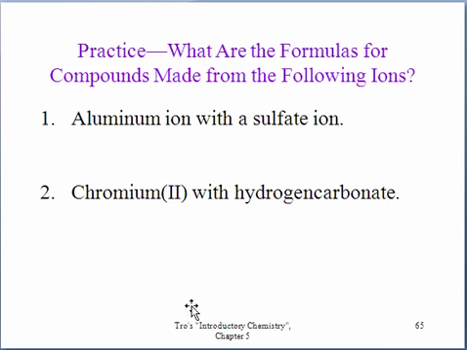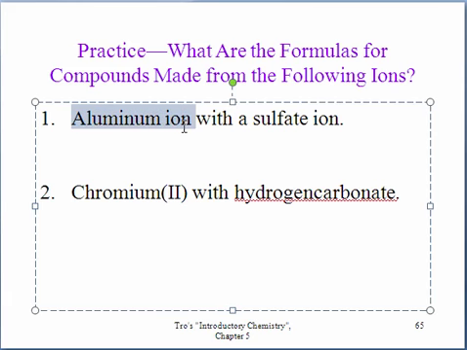So let's go ahead and just jump into the deep end and see if you can figure out what the formulas for these 2 ionic compounds would be. The first one, aluminum ion with a sulfate ion, and the second one, chromium 2 ion with hydrogen carbonate. So pause the slide and see if you can come up with the correct formula.